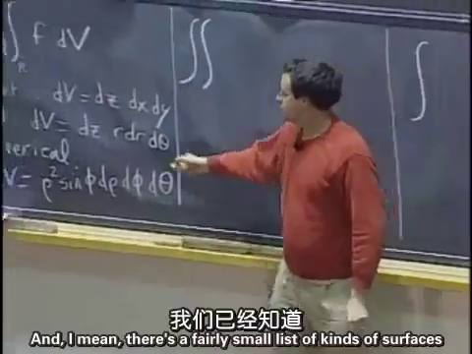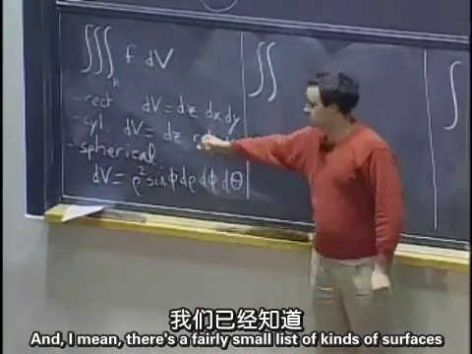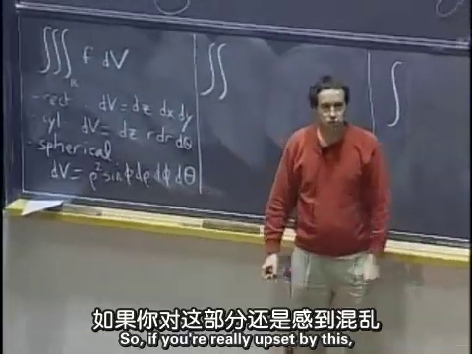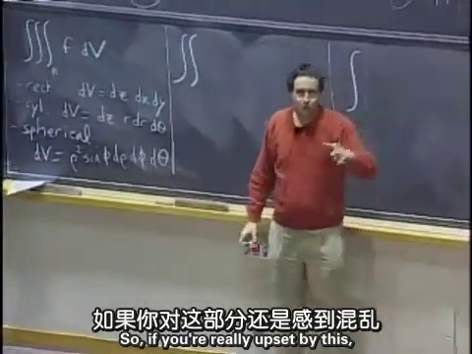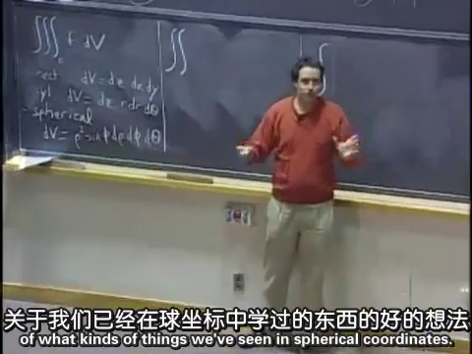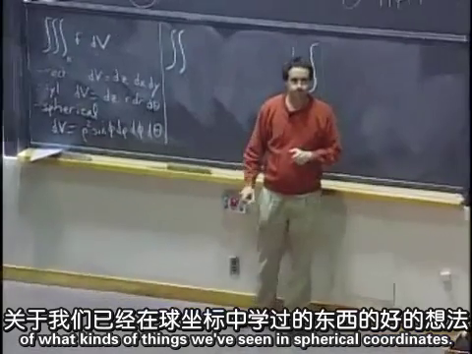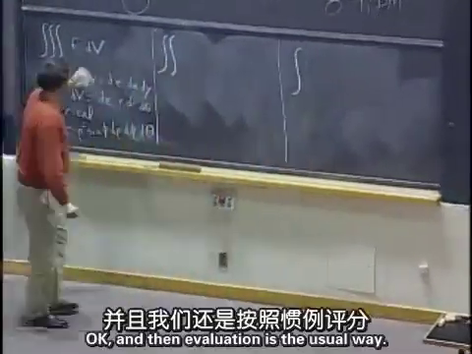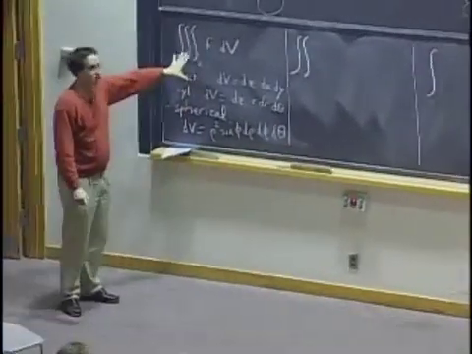There's a fairly small list of kinds of surfaces that we've seen how to set up in spherical coordinates. So, if you're really obsessed by this, go over the problems in the notes. That will give you a good idea of what kinds of things we've seen in spherical coordinates. Okay, and then evaluation is the usual way. Questions about this?